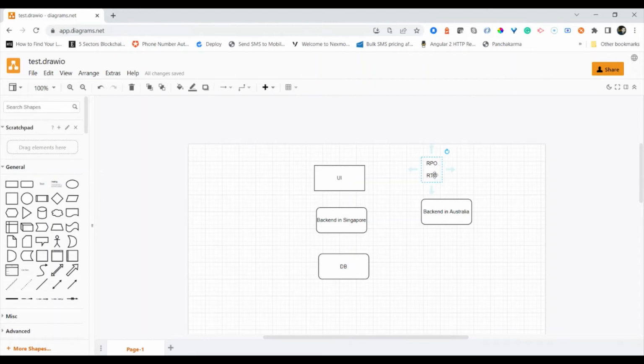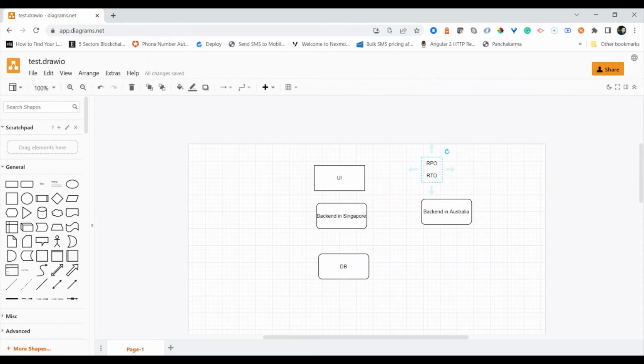Then comes the RTO. RTO is recovery time objective. It means how much time it will take you to create your servers, or set up your servers in Australia in case your disaster is coming in the Singapore region. Let's say your backend server is here in Singapore and you want to set up in Australia. How much time may it take? That depends entirely on configuration. So these are the 2 points we need to take care of while we are managing disaster recovery at the first point.